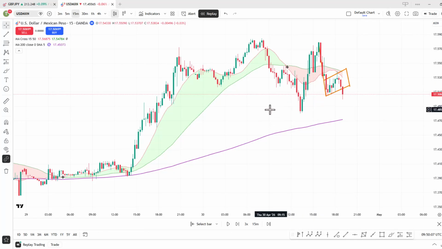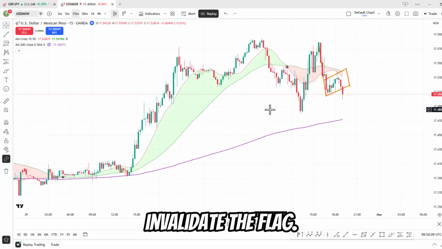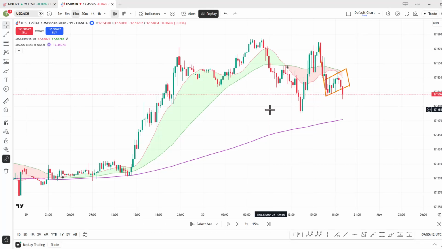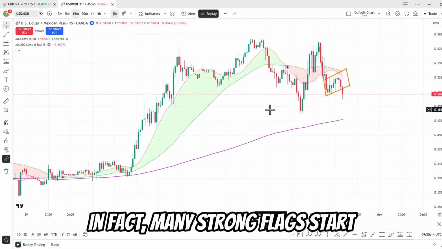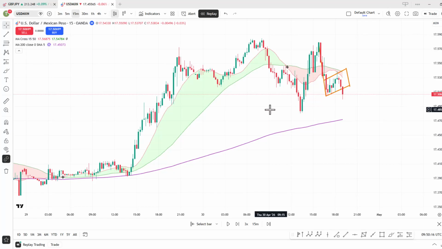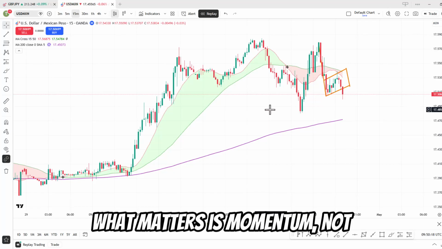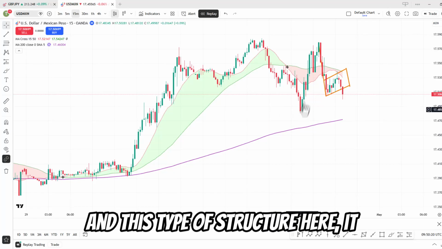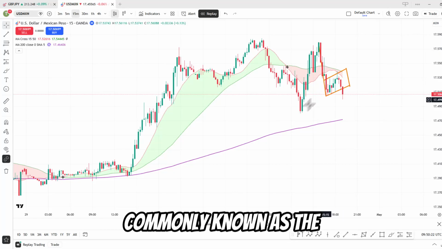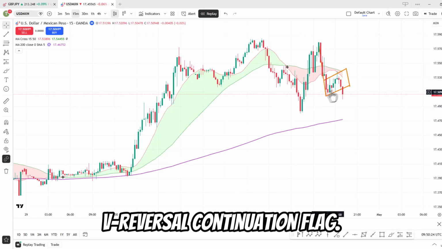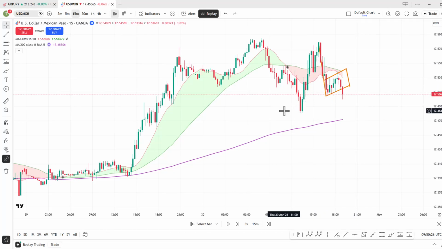So to answer this, no, the prior dip does not invalidate the flag. In fact, many strong flags start exactly like this. What matters is momentum, not what happened earlier. And this type of structure here, it's commonly known as the V reversal continuation flag.